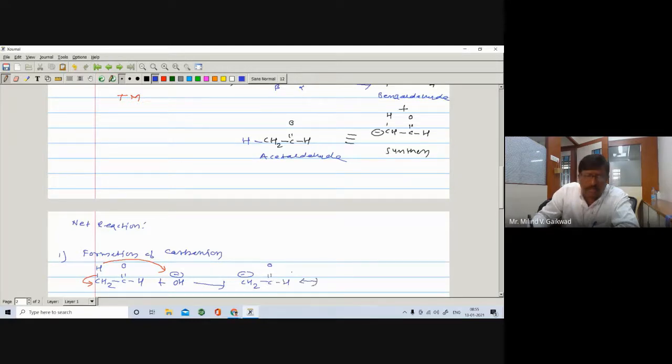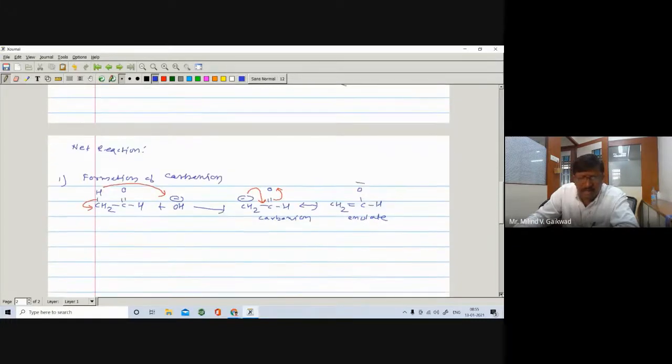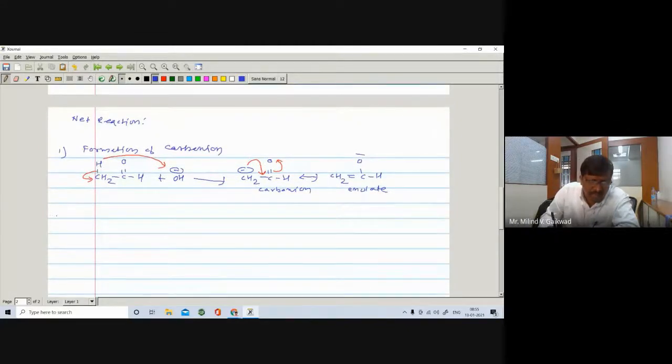It is also further stabilized by resonance. How? The pi bond opens on the oxygen, O negative, C positive. So this negative will shift here, forming a double bond. So you are getting the corresponding enolate, double bond C, O negative and H. So it is a carbanion and it is called an enolate. Enolate is more stable than the carbanion. The first step is the formation of carbanion.